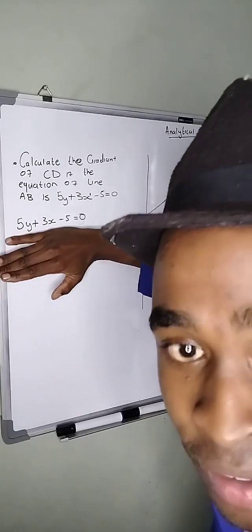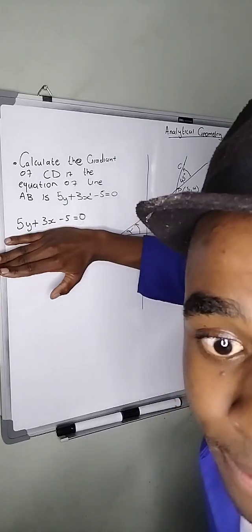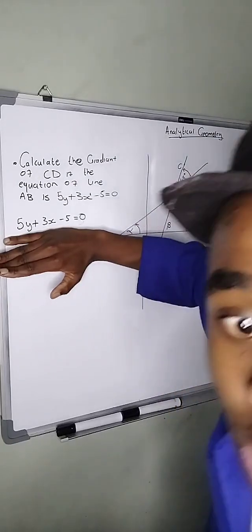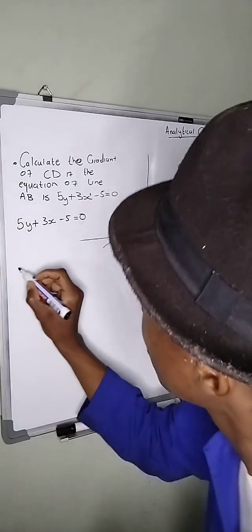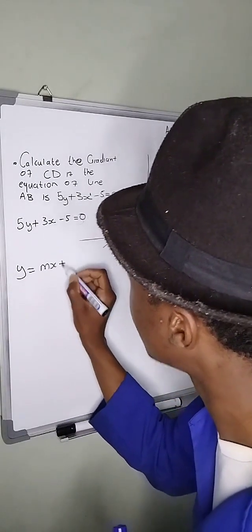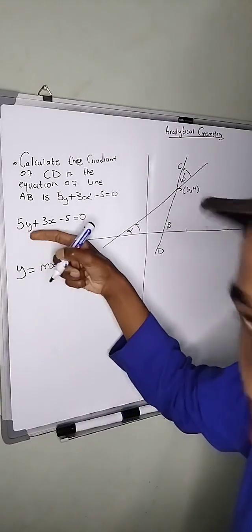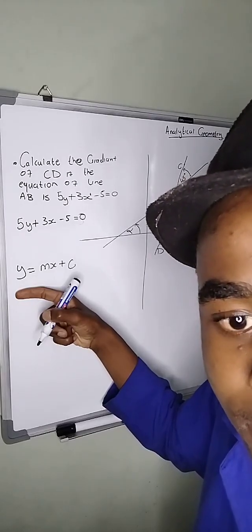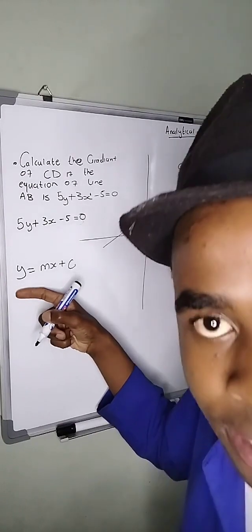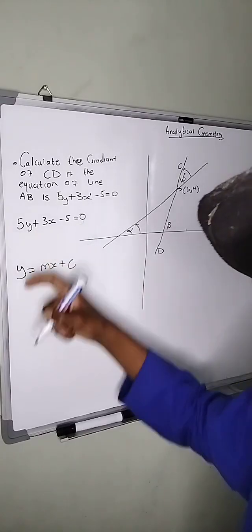And thank you very much for those who are giving the correct gradient. I see them. So we are going to write this in the standard form. What is the standard form of a linear equation? y is going to be equals to mx plus c. Is this in that form? Yes. Thank you very much. It is not in this form.